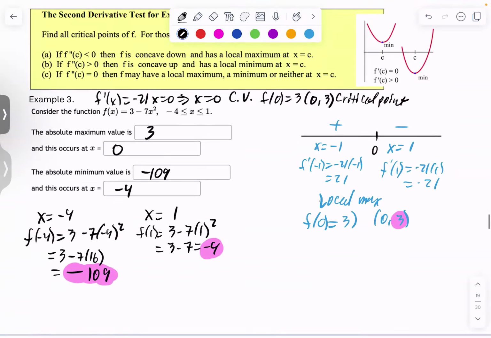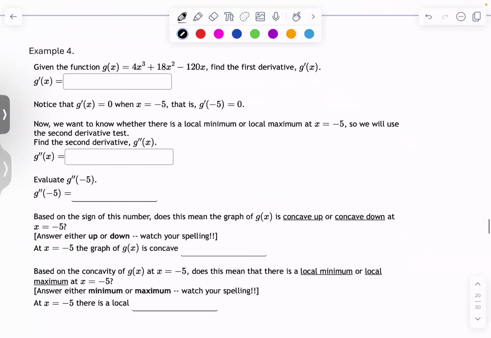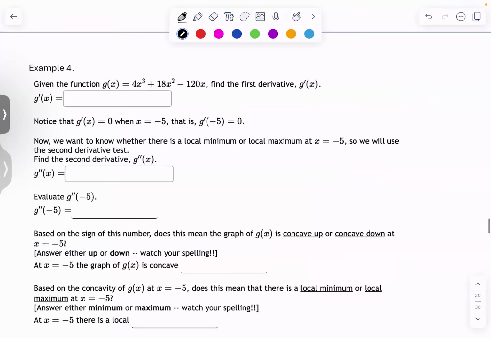and we'll use our second derivative test for this next one. So we're given a function, g of x equals 4x to the third, pardon me, x to the fourth plus 18x squared minus 120x. And we want to find the derivative, we want to find g prime. So that's going to be 12x squared plus 36x minus 120.